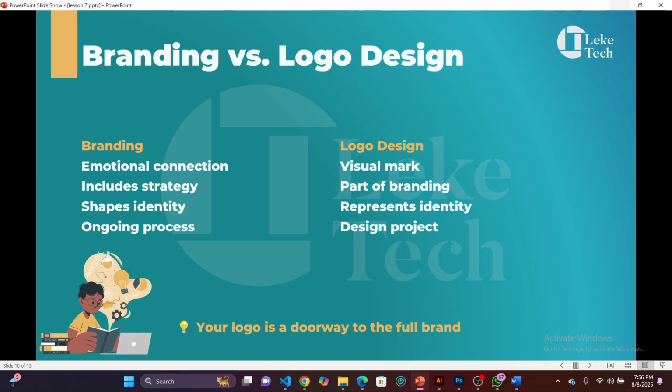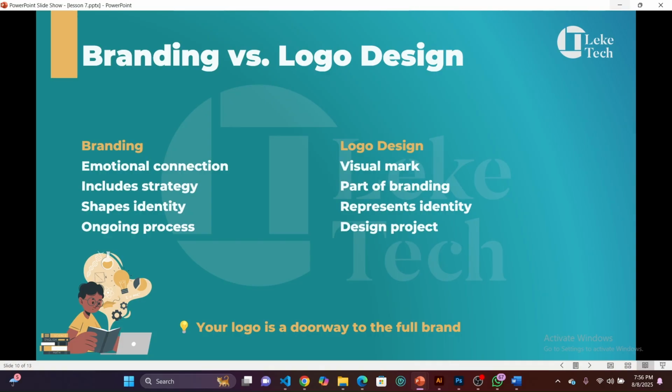The logo is the visual mark of the company, right? The visual mark of the company. Like you have Nike above here. This is the visual mark of the company. But branding has to do with a lot more. Logo design is actually just a part of branding, just a small section of branding. But branding has to do with the entire perception of the company.